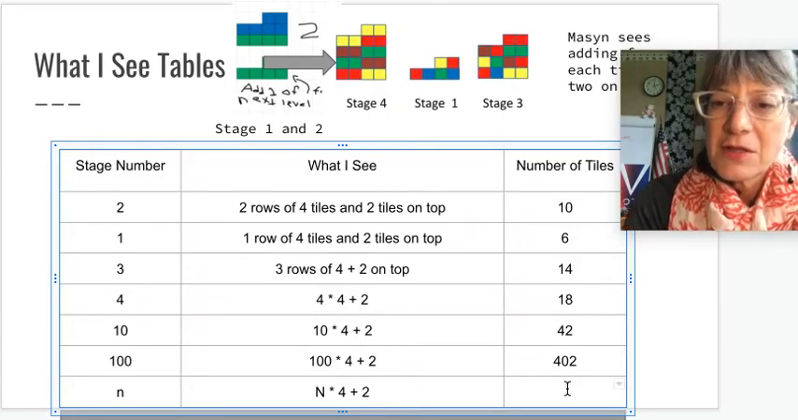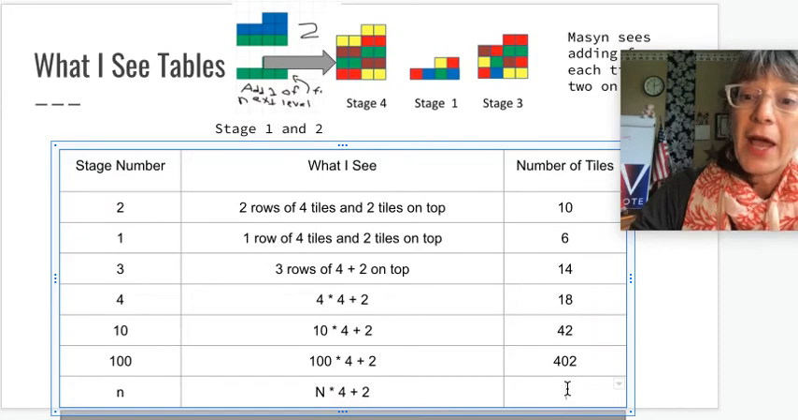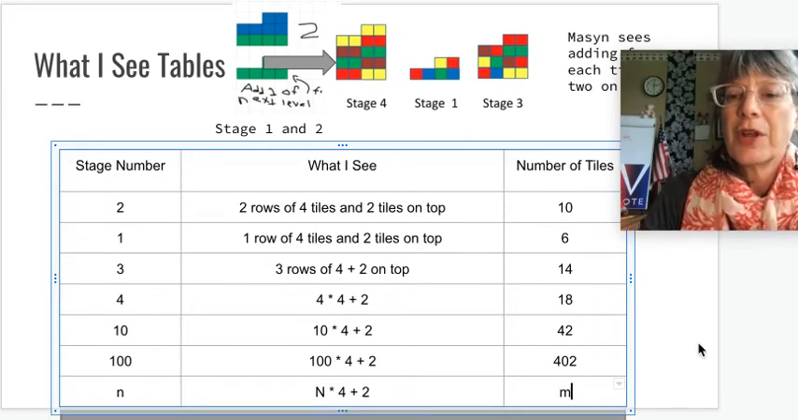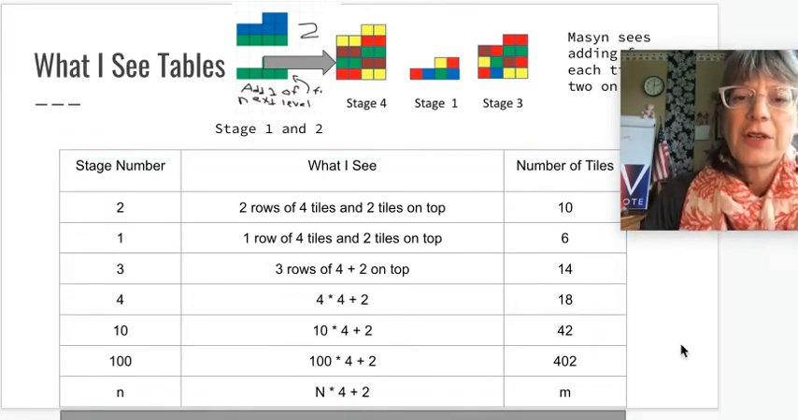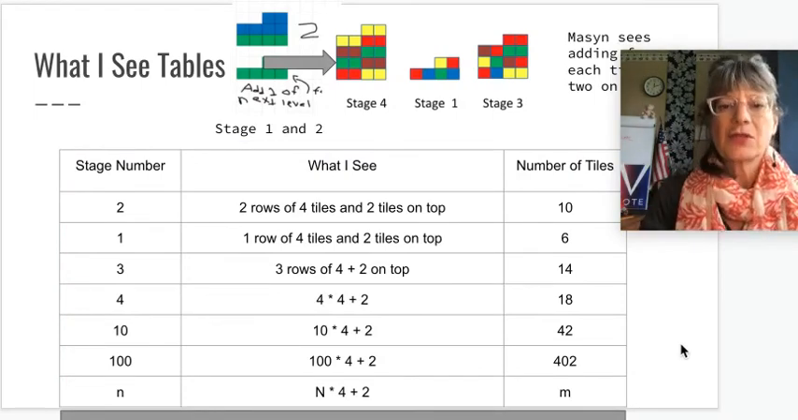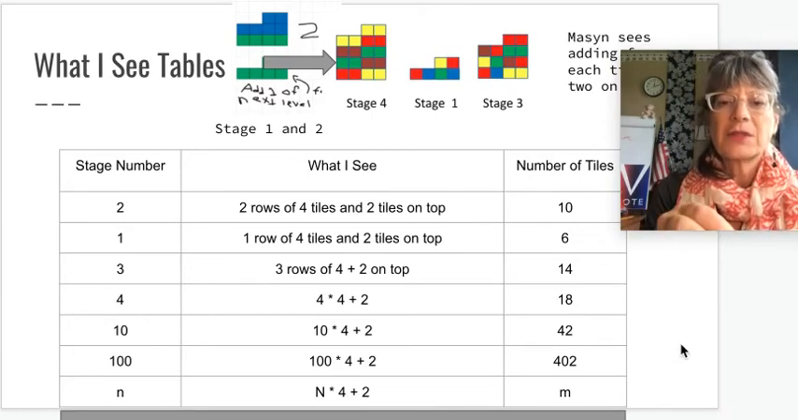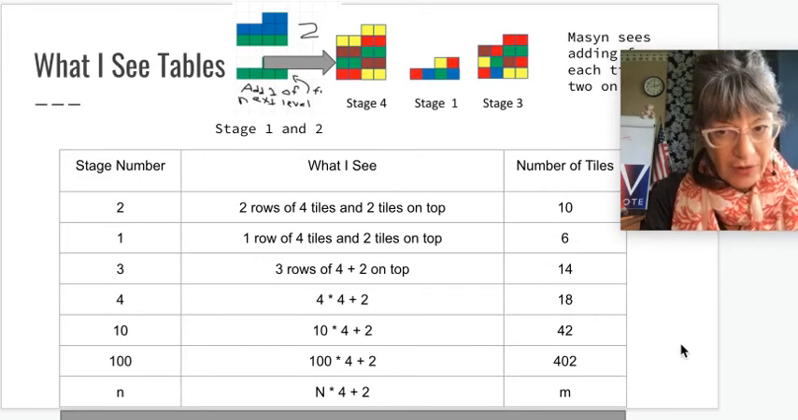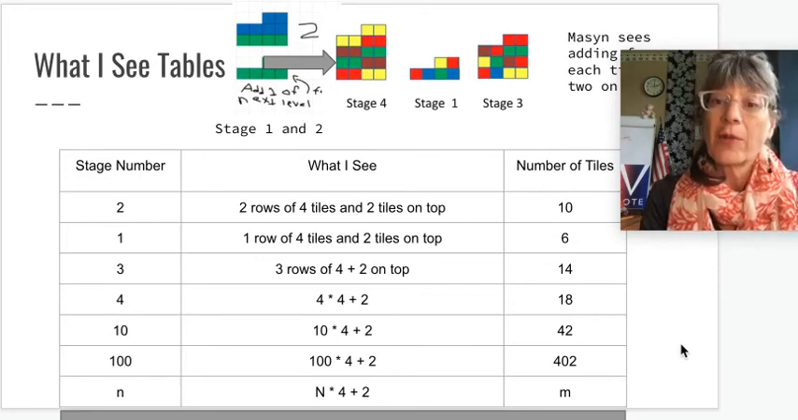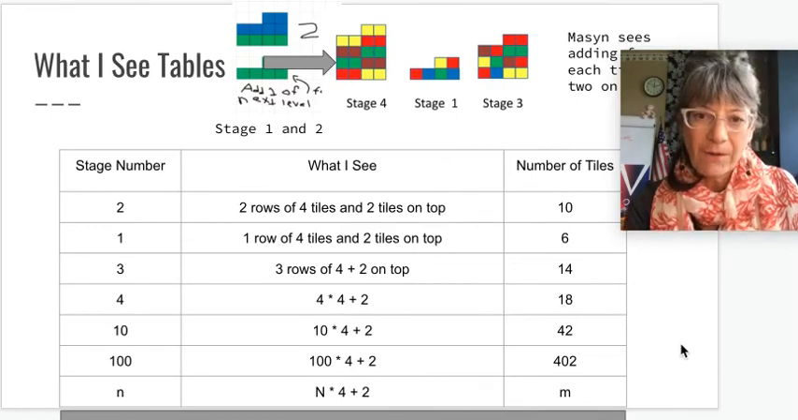And because this is the way that Mason saw this, I'm going to assign the variable m to the total number of tiles. So now we have an equation that has taken the way that Mason saw this pattern, and from the way he saw it, developed a way of generalizing it so we can know how many tiles are in any stage of the tile stacks pattern.